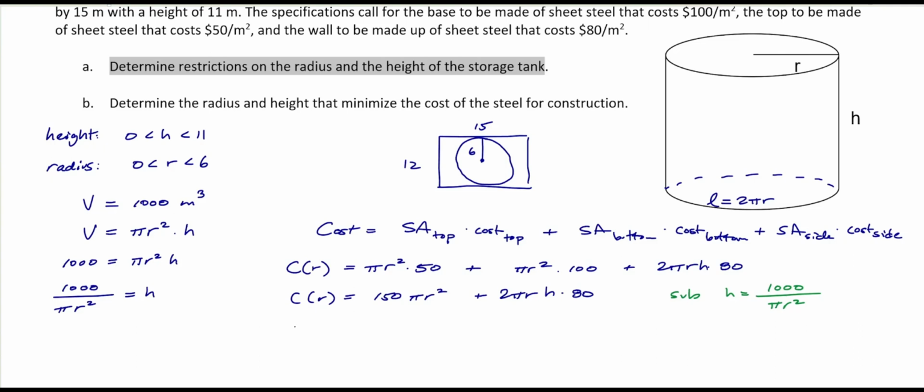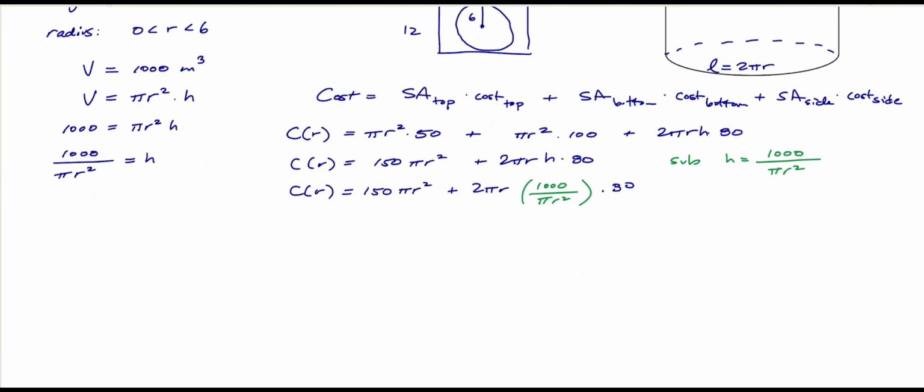All right, here we go. 2 pi r, and instead of h, I'm going to write 1,000 over pi r squared, multiplied by 80. Let's cancel out things that we can cancel in the second term here. Looks like I can cancel my pi. I can also cancel an r. And then I end up with this final function.